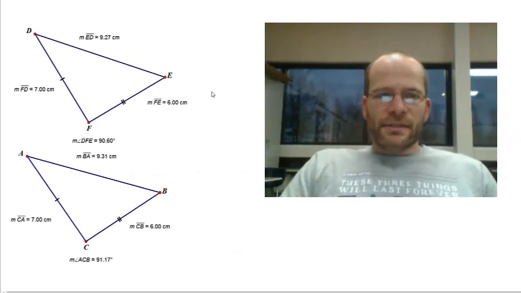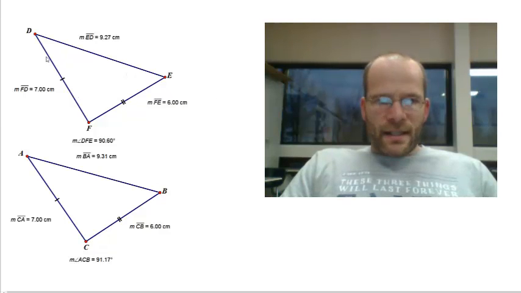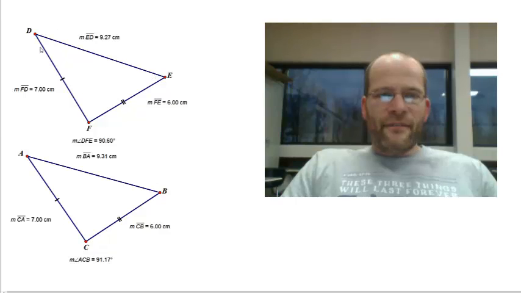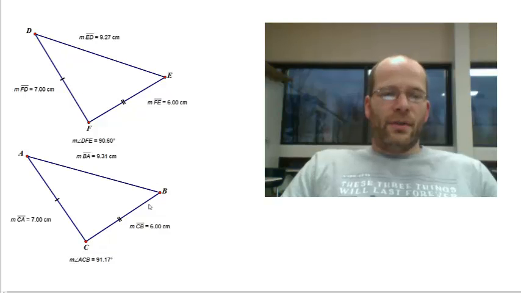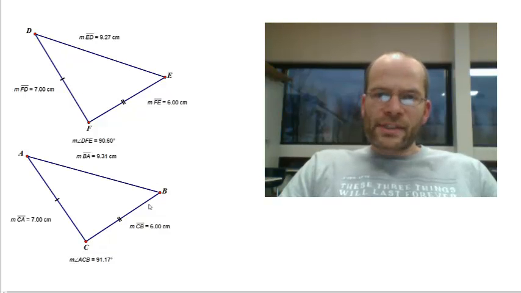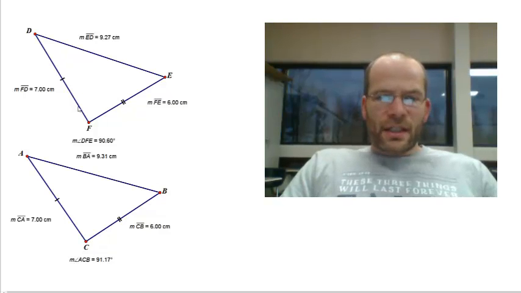Here we have two triangles, triangle ABC and triangle FED. You'll notice when you look at this that triangle FED has a side, DF, congruent to side AC in the lower triangle. You'll also notice that side FE is congruent to side CB in the lower triangle. So we have a situation in which two sides are congruent, two sides are congruent.